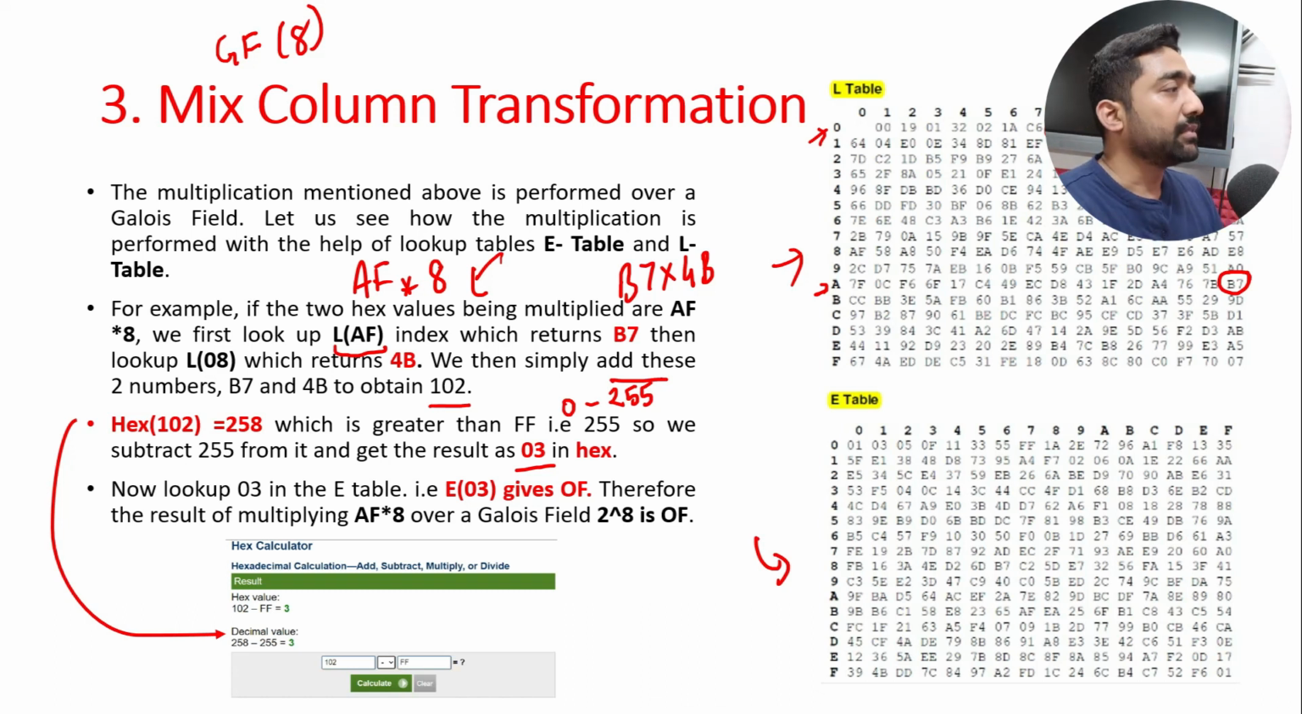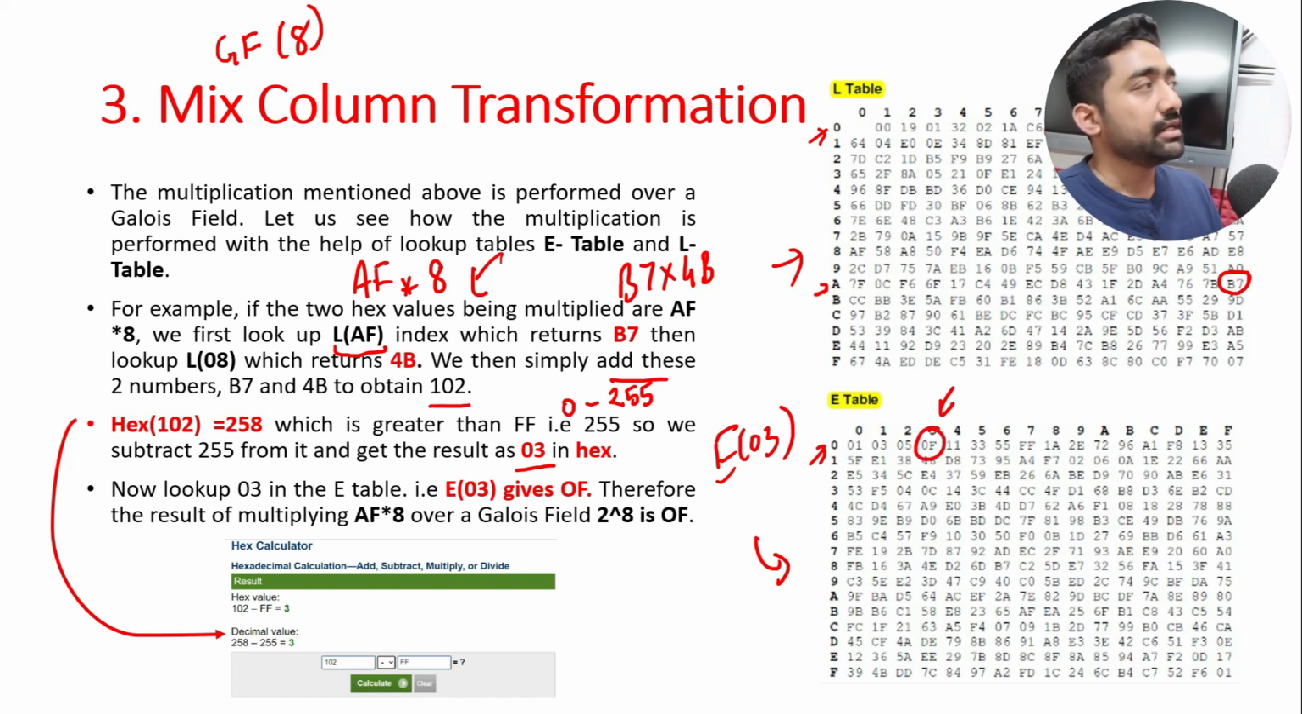Not yet, because there is still a table called E table. So we have to convert the result back using the E table's reference. So it will be 03. So E of 03 is nothing but, check the 0th row and the third column, it is 0F. So in short, the multiplication of AF and 8 over the Galois field 2 raised to 8 is 0F.